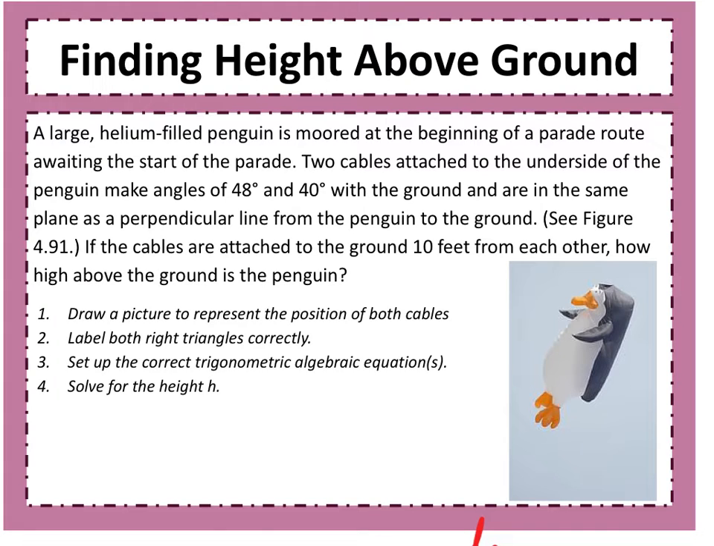Okay, this one's cool. Okay, so like we're at a parade and the parade is moored, a parade float, sorry. This helium-filled penguin is moored, which means tied, at the beginning of the parade route. Two cables attached to the underside of the penguin make angles of 48 degrees and 40 degrees with the ground and are in the same plane as a perpendicular line from the penguin to the ground. If the cables are attached to the ground 10 feet from each other, how high above the ground is the penguin?